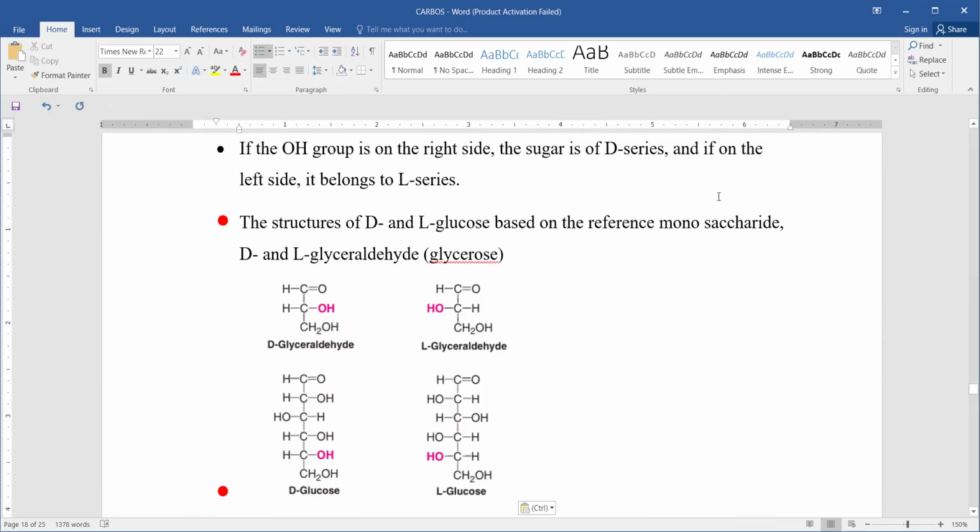Yeah, so if the fifth carbon is changed, the position of the hydrogen and hydroxyl group, if it is on the right side, that is D glucose, and if it is on the left side, that is L glucose. Which is the biologically important glucose? D-Glucose.